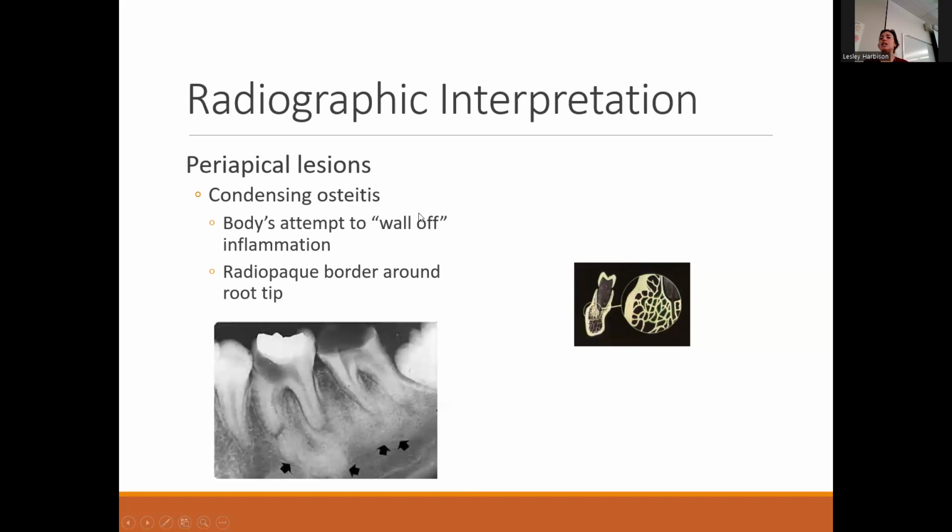Periapical lesion, so condensing osteitis, is the body's attempt to wall off the inflammation. So it's purposeful. Your body's doing it for a reason. There's a radiopaque border around the root tips, and you can see how dense, how much more radiopaque it is. You'll see patient after patient after patient with normal bone, and then all of a sudden you'll see this sort of denser bone and you'll be like, whoa, what's that from? So it'll just strike you. It'll just get your attention.